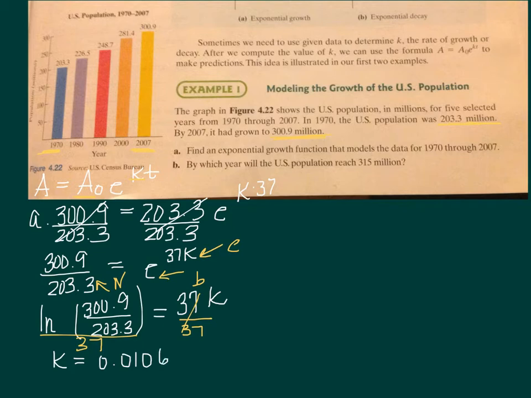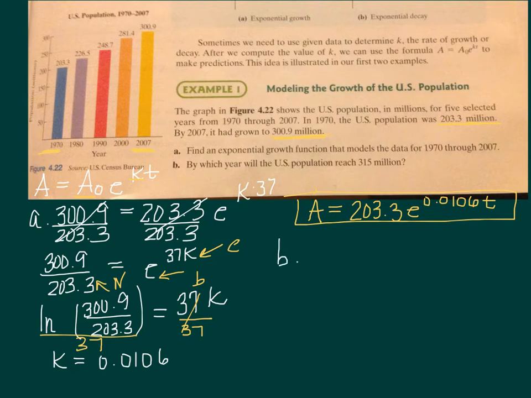6. So when you write the model, it's going to be A equals my original amount, which was 203.3, e to the 0.0106t. So this is your model. Then the second question, which was letter B, says, by which year will the U.S. population reach 315 million? So now we have to solve for t.